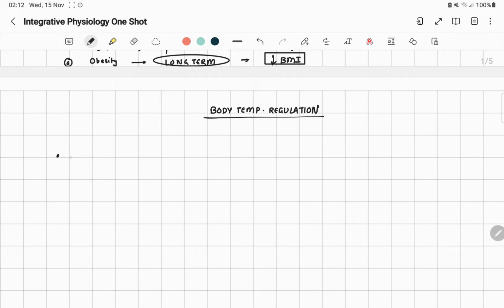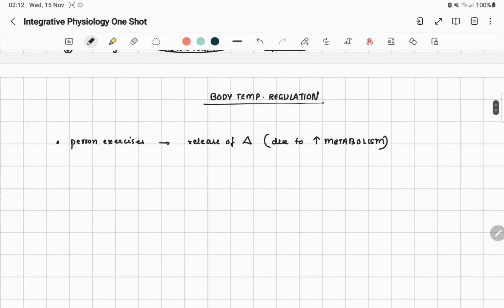So when a person exercises, there is a release of heat due to increased metabolism, and this can even exceed 40 degrees Celsius. If a lot of heat is released with exercise, then the body temperature may rise more than normal.